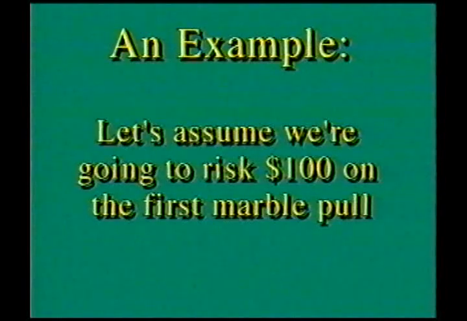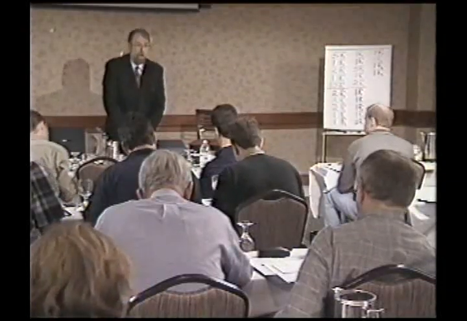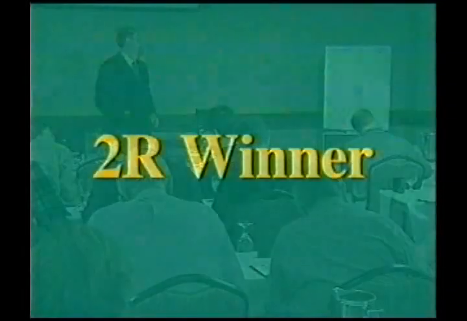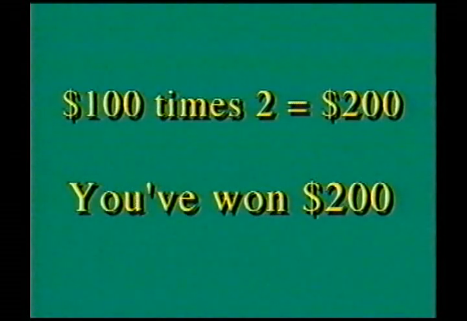Here's an example. Suppose you risk $100 on the first marble pull. In this example, a 2R winner was pulled. You've won twice the amount you risked, or $200. Thus, your new equity would be $10,200. However, that one didn't count. It was just to show you what to do.